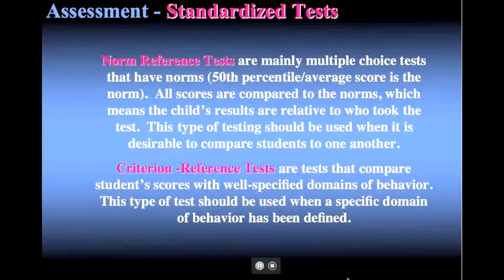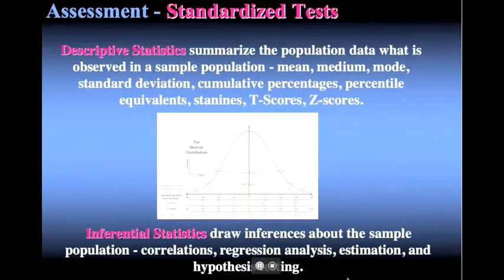And then criterion-referenced tests are more common. They're tests that compare the student's scores with very specific domains of behavior, and it tells the student what she or he does know or doesn't know. So they're criterion-referenced. They test what they teach.